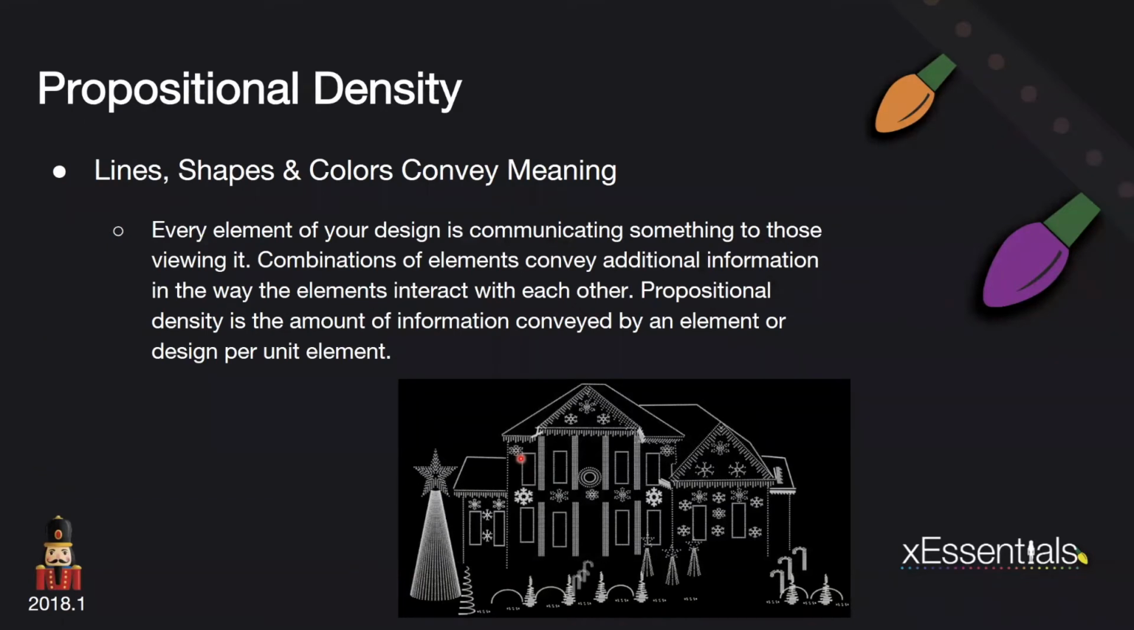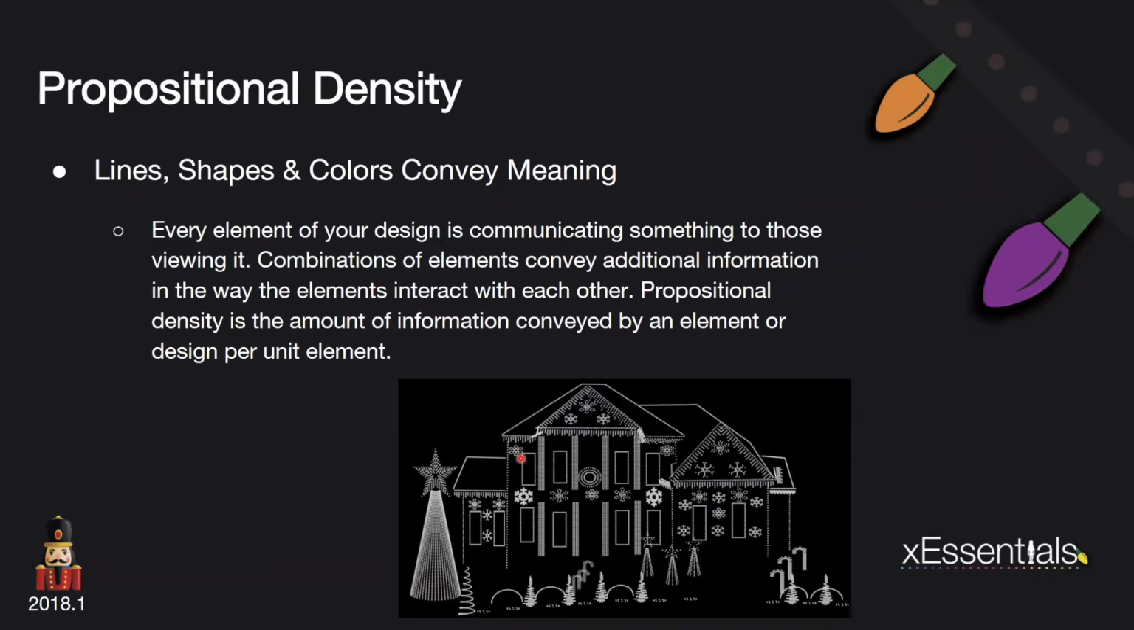So when we get into this crazy term, propositional density, we begin talking about lines, shapes, colors, and all of these things are designed to convey meaning. And I don't know if you guys know this about me, but I am actually partially colorblind. I struggle with the pastel colors. I know what I like when I see it. I know what looks good to my eyes, and that's what I go with.